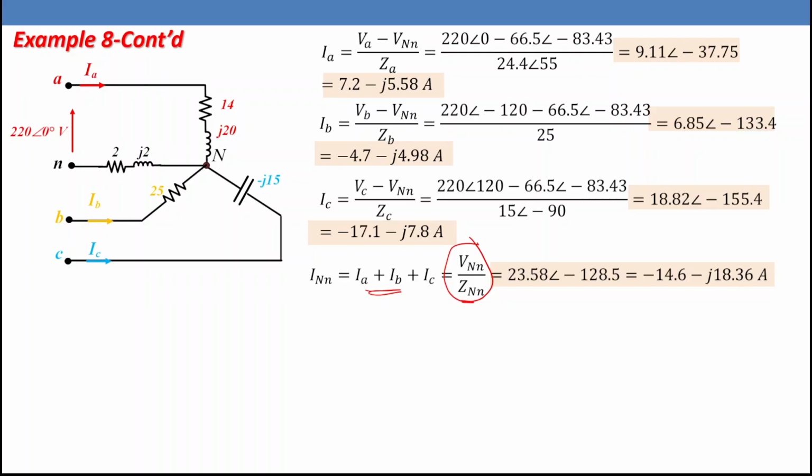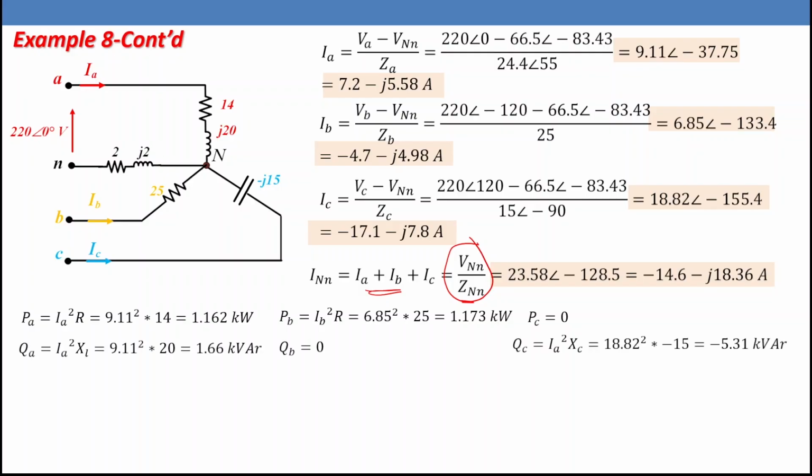How can we calculate the power? I squared R. For phase A, Ia squared R for phase A, which is 14 ohm. For phase B, Ib squared R for phase B, which is 25 ohm. For phase C definitely it is 0 because we don't have resistance. Regarding the Q, Ia squared XL for phase A. For phase B definitely 0 because we don't have any reactive component. And for phase C, Ic squared XC. Remember that for phase C, QC is a negative value, negative 5.31 kilovar, because we have a capacitive component.